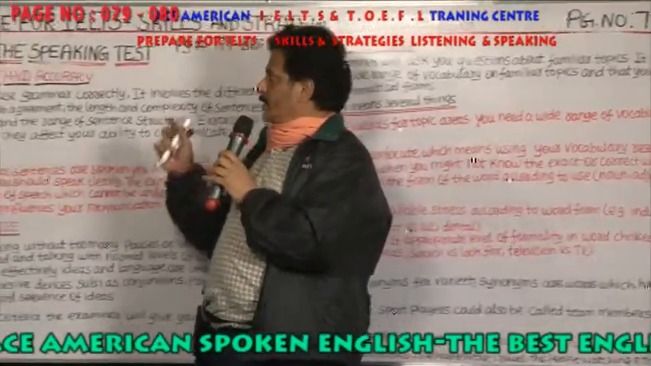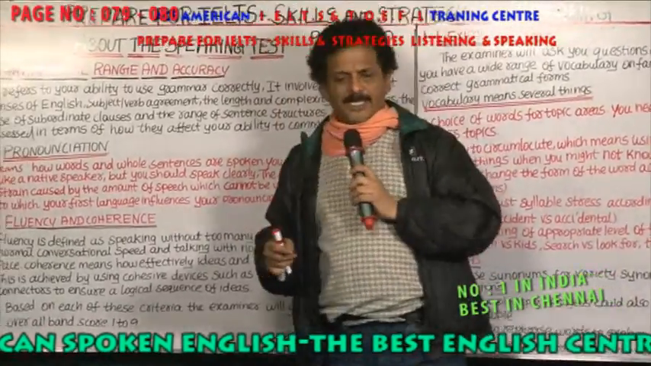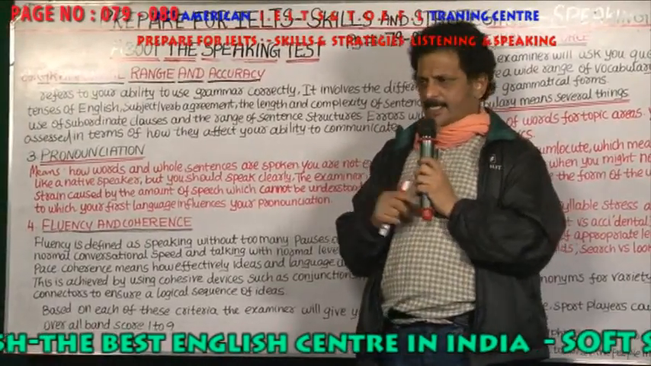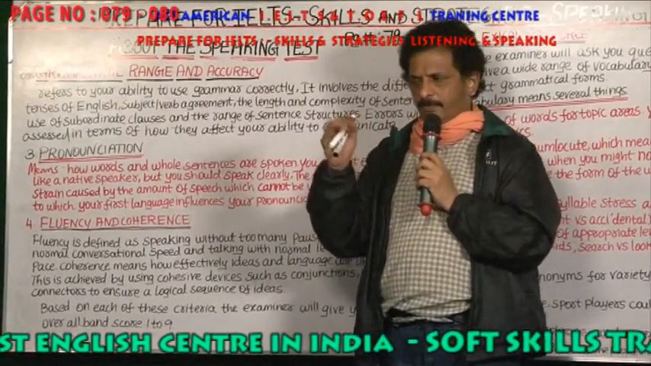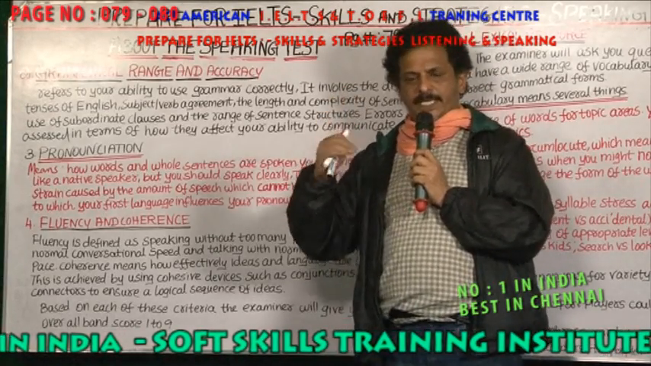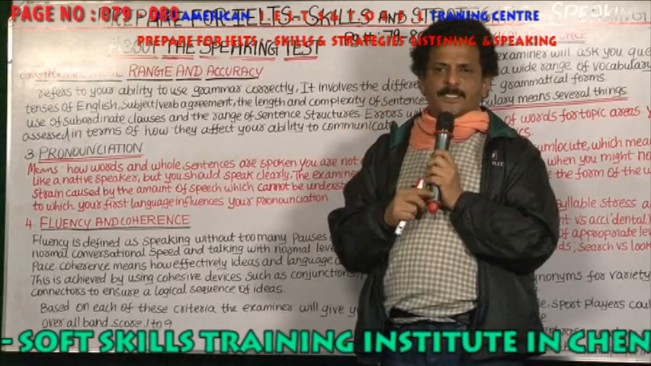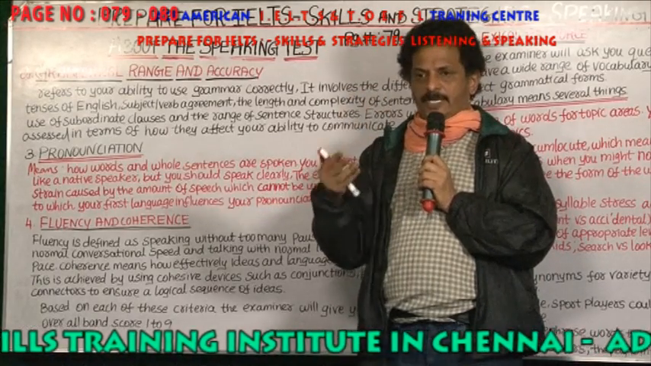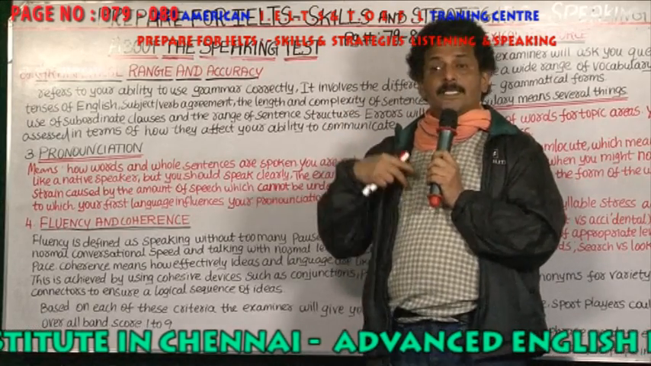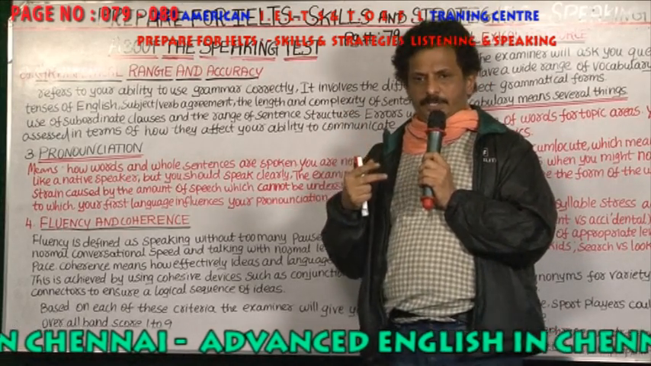About the speaking test, we have already seen that there are 3 tasks. Task 1, introduction, 4 to 5 minutes. Task 2 is once again 4 minutes. They will give you a topic with prompts, and you have 1 minute for preparation before you speak. Task 3 is a discussion between you and the examiner.